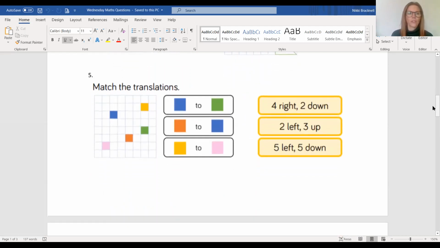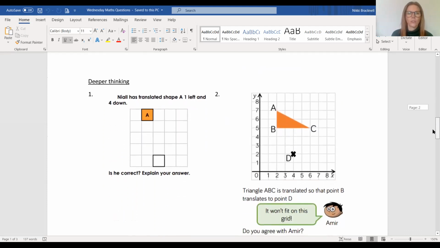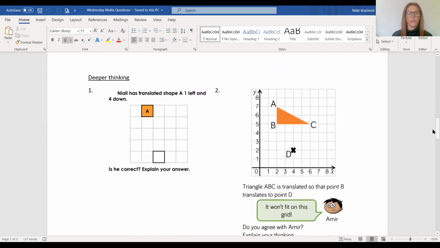This time you have to match the translations. So you've got from blue to green, and you have to say which of these is the correct translation for it. The same for orange to blue, and then yellow to pink. And then you get on to your deeper thinking questions. So challenge yourself if you feel able. So it says Niall has translated shape A, 1 left and 4 down. Is he correct? Explain your answer.